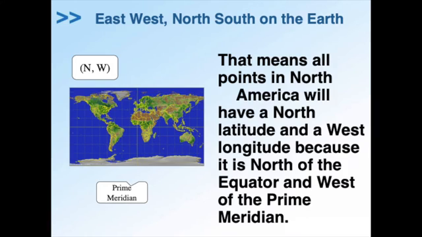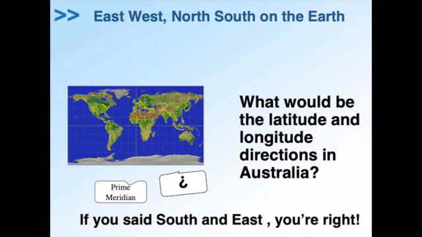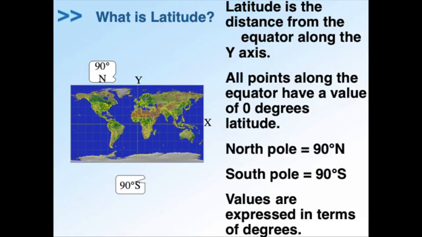That means all the points in North America will have north latitude and a west longitude because it is north of the equator and west of the prime meridian. What will be the latitude and longitude directions in Australia? Take a look at the map. If you said south and east, you're right.